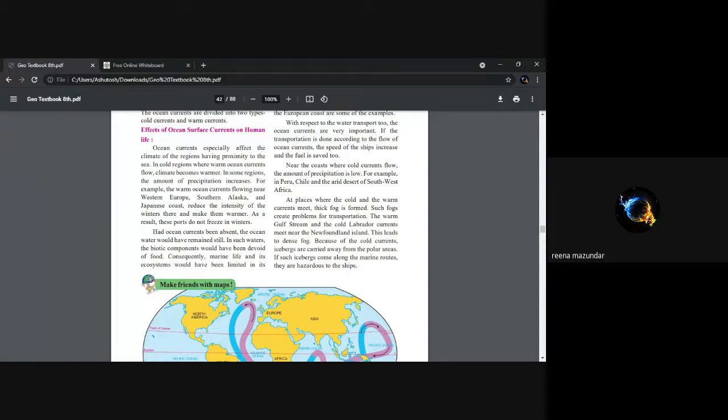What would have happened if there were no ocean currents or if the ocean currents were absent? Who will give? Mansi? If the ocean currents had been absent, the ocean water would have remained still. Very good. Yes, Nidhi? Had ocean currents been absent, the ocean water would have remained still. Very good. Hariom? Had ocean current been absent, the ocean water would have remained still. Okay. Very good.